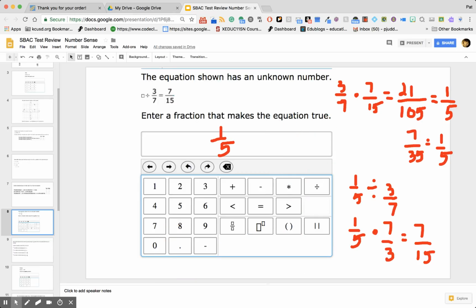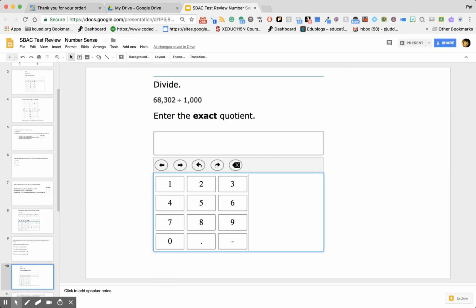On to the next one. Oops, I think I went backwards. There. Divide 68,302 by 1,000. Enter the exact quotient.